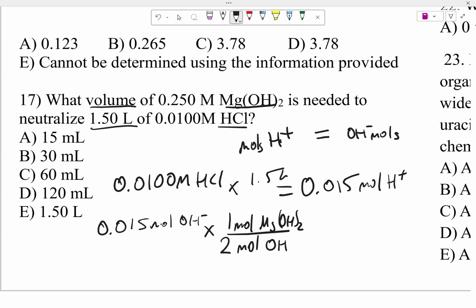And then from there, we can use the molarity. So we have 0.250 molarity of magnesium hydroxide. Do you guys remember what the units for molarity are? It's moles over liters. So you can do 0.250 moles over 1 liter, and that's going to give you the volume. Okay?